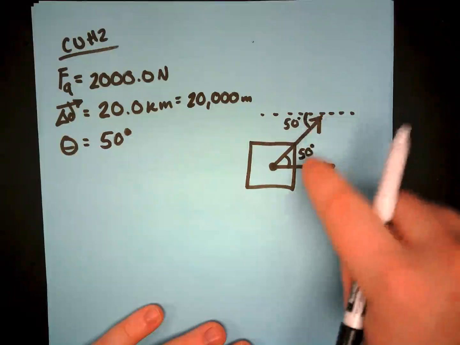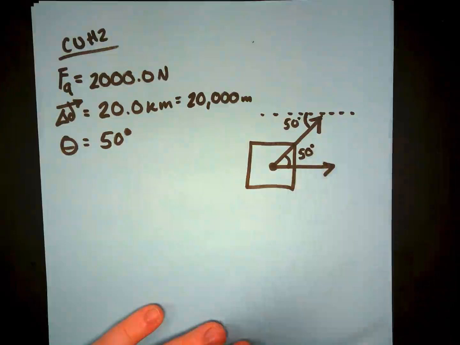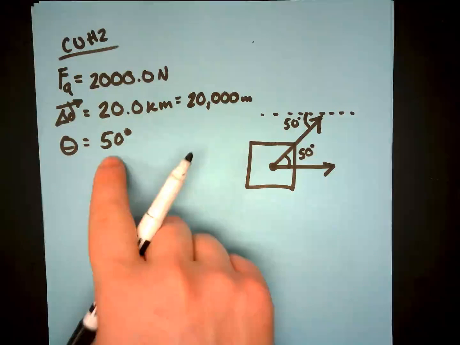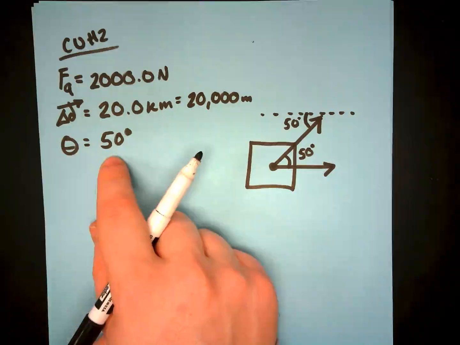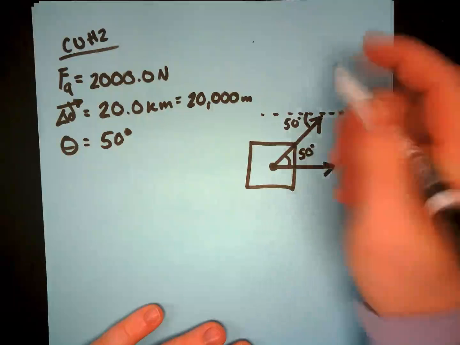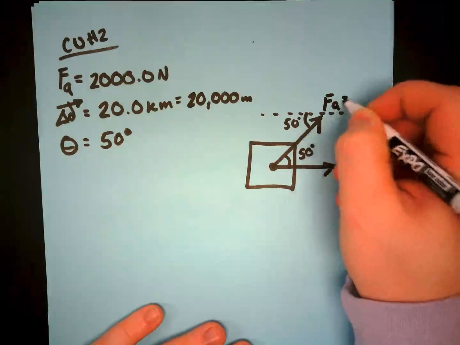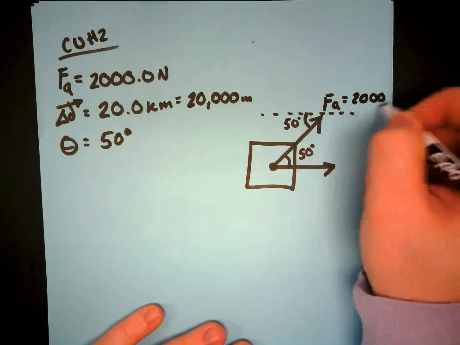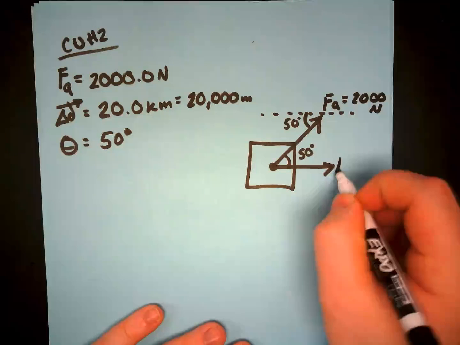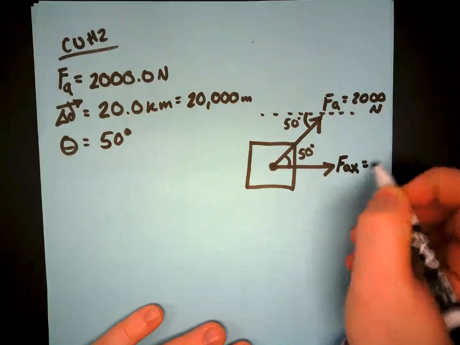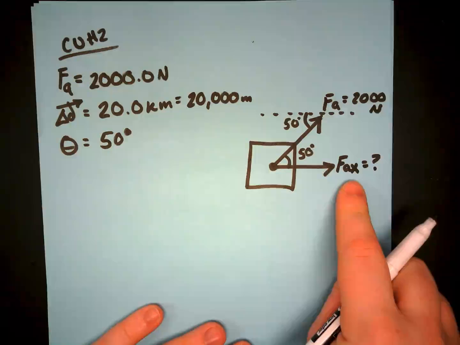So that guy's 50, so that means that this angle is 50. Okay, so that is how we have a theta of 50 degrees. And then not only that, this is where the force applied is coming from. It's coming from this angle, which is 2,000 newtons. So what we need to find, though, is the force applied in the x direction.